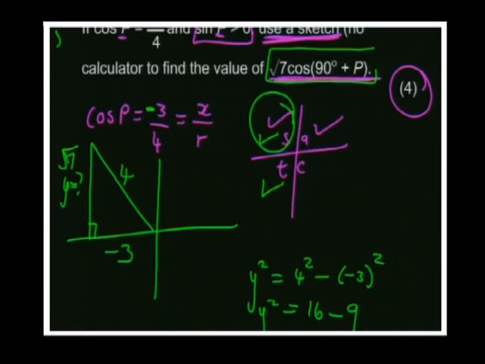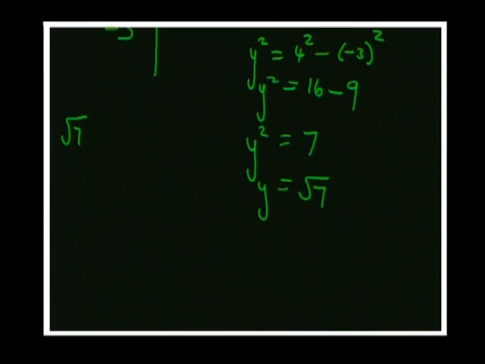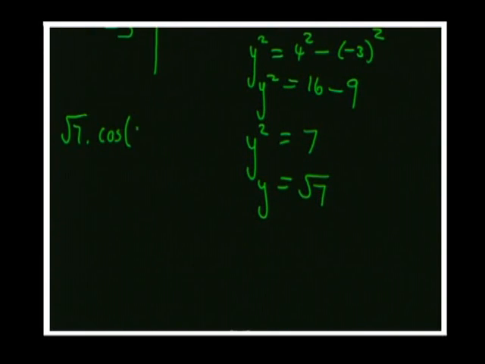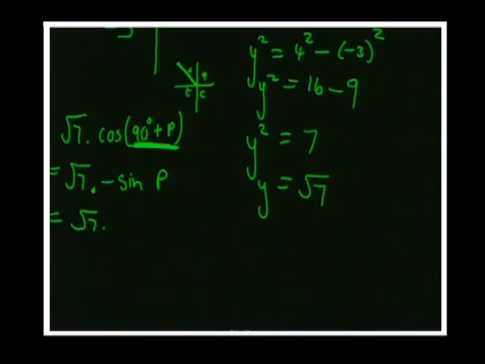And the question was, find the value of square root 7 times cos(90 plus p). I'm going to write this down for you. Now before I start substituting anything, I need to first simplify this, because that 90 plus tells me cofunction. Be careful. The cofunction 90 plus p is in the second quadrant, and cos is negative in the second quadrant, so this becomes negative sine p. So you have square root 7 times minus sine p.